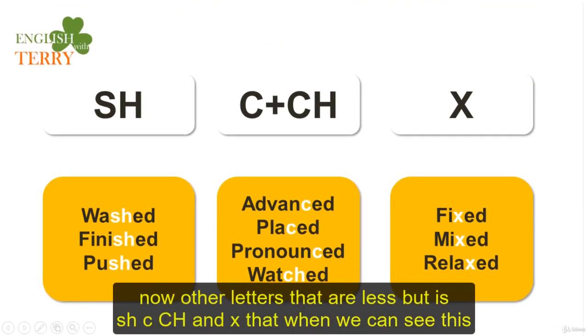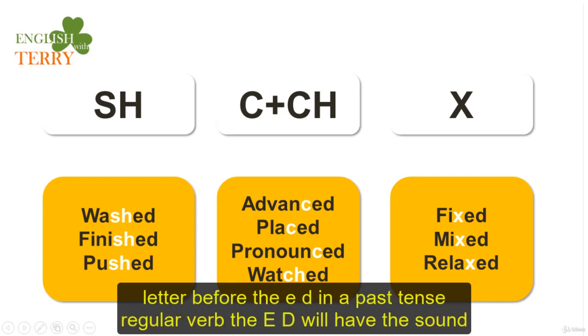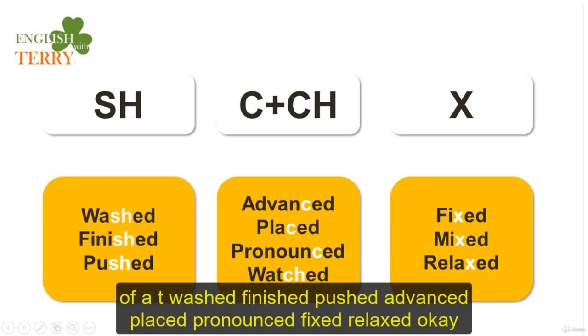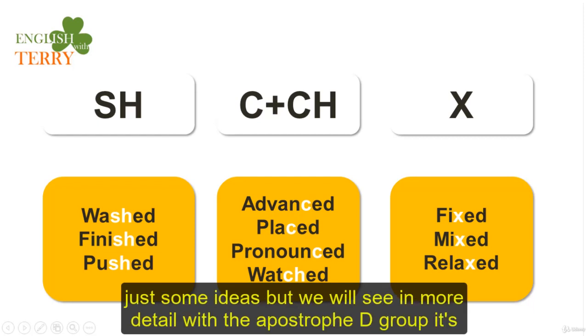Now other letters, less common, are SH, C, CH, and X. When we see these letters before the ed in a regular past tense verb, the ed will have the sound of a T. Washed, finished, pushed, advanced, placed, pronounced, fixed, relaxed. Okay? Just some ideas, but we will see in more detail.